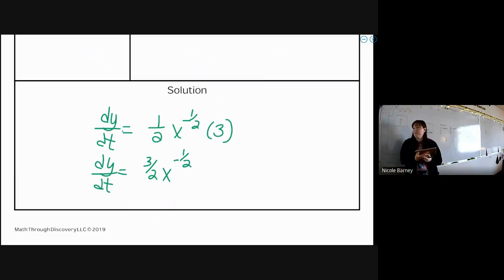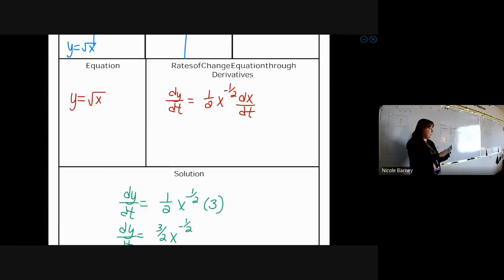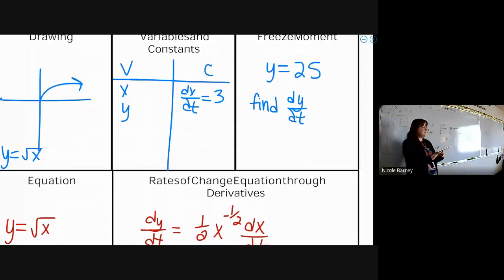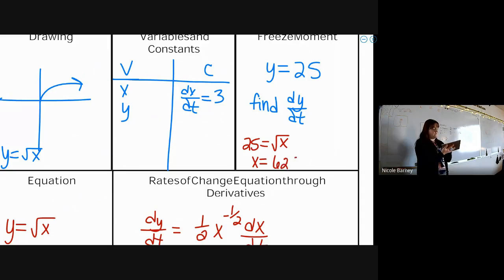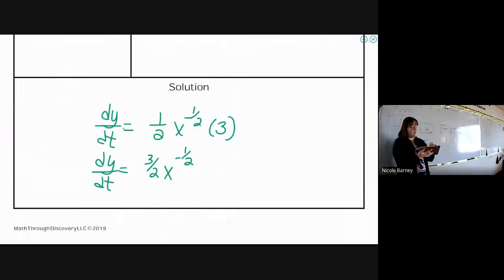So if we have any variables left over like this, we just have to go back to our freeze moment and figure out what is x at the freeze moment, okay? We know what y is at our freeze moment. We just don't know what x is. So if y is 25 at our freeze moment, what is x? It is 25 squared, yep. 625. So at our freeze moment, x is 625, so we can come down here and change out x for 625.